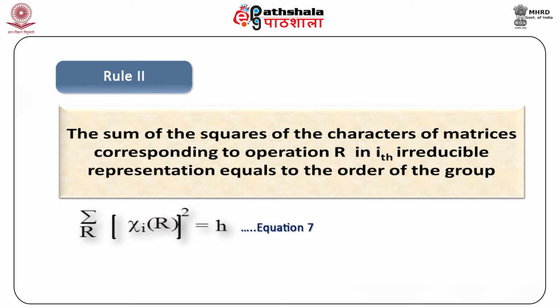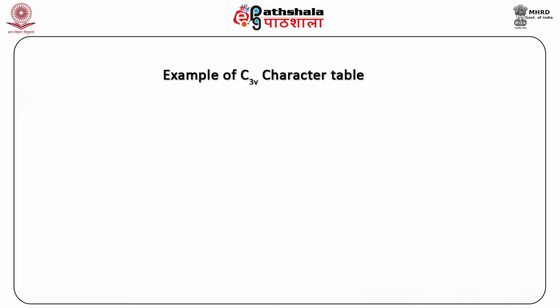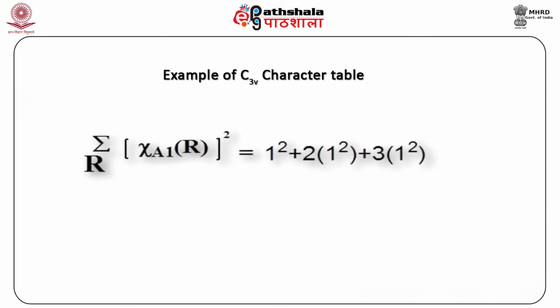Let us now take the C3V character table and take any of the irreducible representations. We take the A1 representation. One key point to be kept in mind is that the total number of operations in a class must be taken into account.